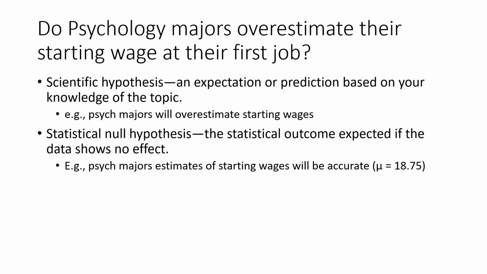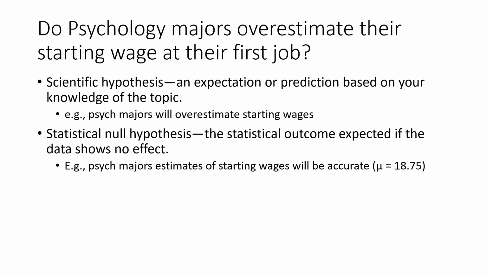Now, in addition to your scientific hypothesis, you also have to be aware of your statistical null hypothesis. Your statistical null hypothesis is important because that's the basis on which we will be able to form statistical evidence. The statistical null hypothesis is the statistical outcome that you expect if there were no effect in the data. So in this case, it would be the effect that you would expect if participants are not overly optimistic, if they were just accurate at predicting their starting wage.